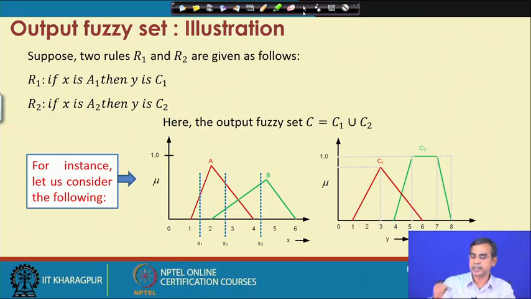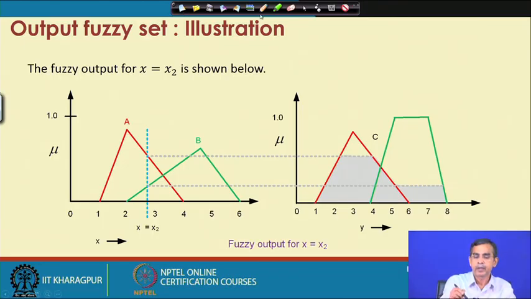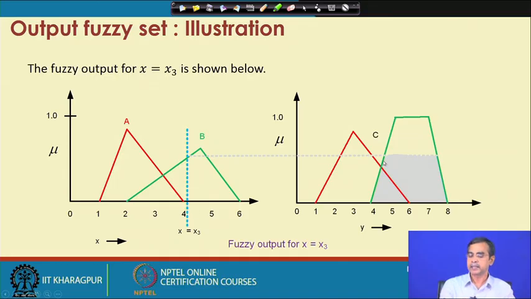Now, let us see how such things can be extended in a more general way. I can extend the same idea here. As I told you, if x equals x1, this is the only part that is covered, that means if x is A, then y is C, and this is the fuzzy output. As another example, if x is x2, then the fuzzy output will be this one. So this is the fuzzy description of the output. And the second case is if x equals x3, then this is the fuzzy output.